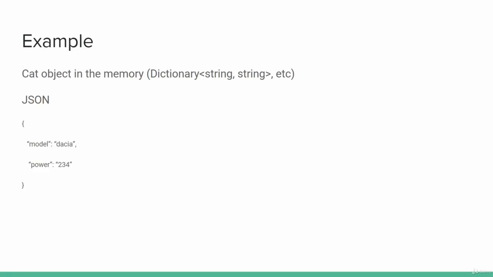For instance, I can have it as an object, a compound object, or as a dictionary. It's the same thing. And if I have this car object and I want to send it to JSON, for instance, let's say I have only these two properties, the model and the power, the result will be just like that. But if you want it in XML, it will be different. However, the information is the same and it's still a serialization.